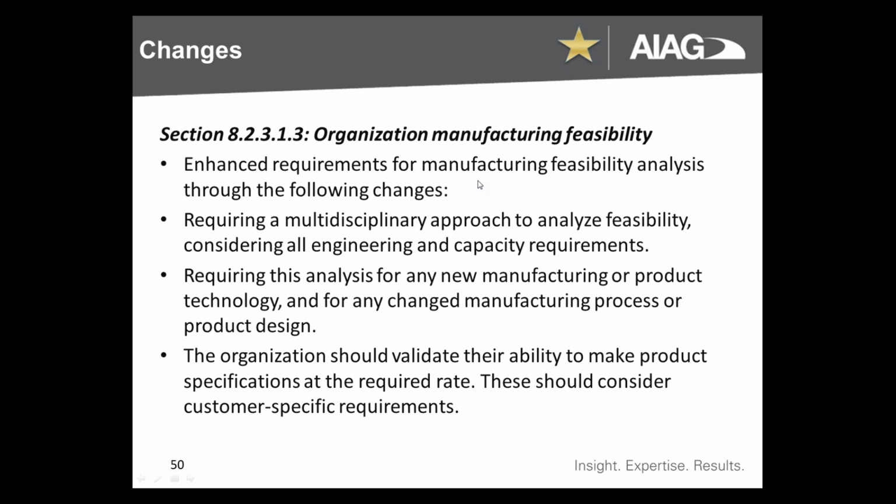8.2.3.1.3, organization manufacturing feasibility. Some enhanced requirements here. A multidisciplinary approach to analyze feasibility, considering all engineering and capacity requirements. That in and of itself isn't really new. A multidisciplinary approach should always be used. Feasibility analysis is needed for new manufacturing or any change of product technology, and for any change in manufacturing process or design. The organization should validate their ability to make product specifications at the required rate, and obviously use the customer specified process for this validation.